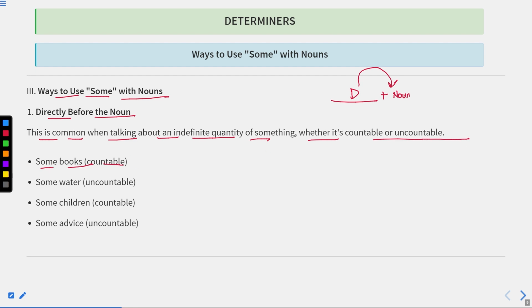Some books. Now books are countable, so I have used the word some. Some books refers to the state where there is more than one book, but not many. Some water. Water is uncountable. Some water means a little amount of water. Some children means there are a few children, more than one, but not so many. Some advice. Advice is uncountable, so it means some pieces of advice, or you can say a few pieces of advice.